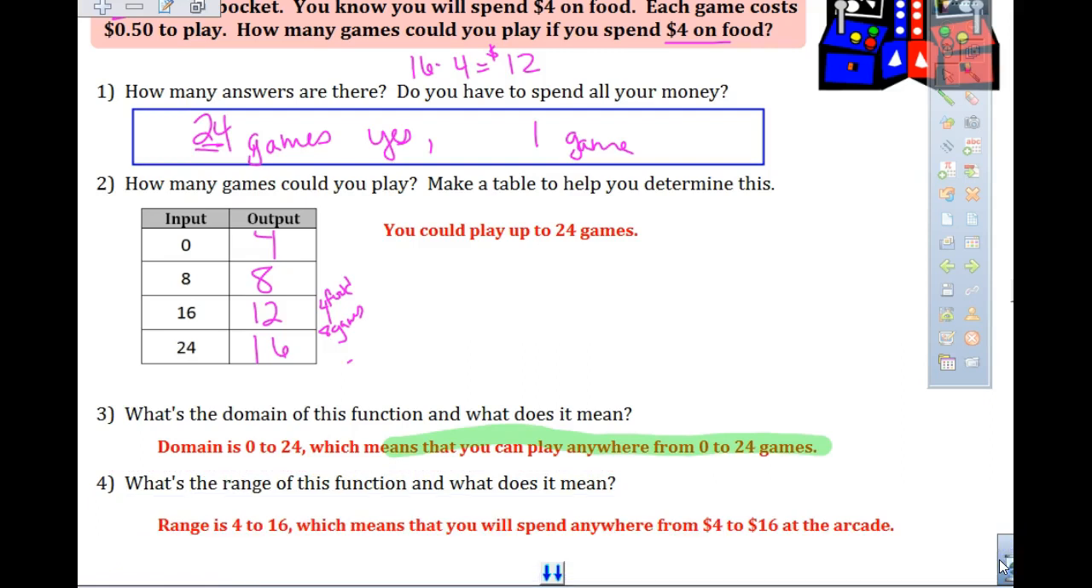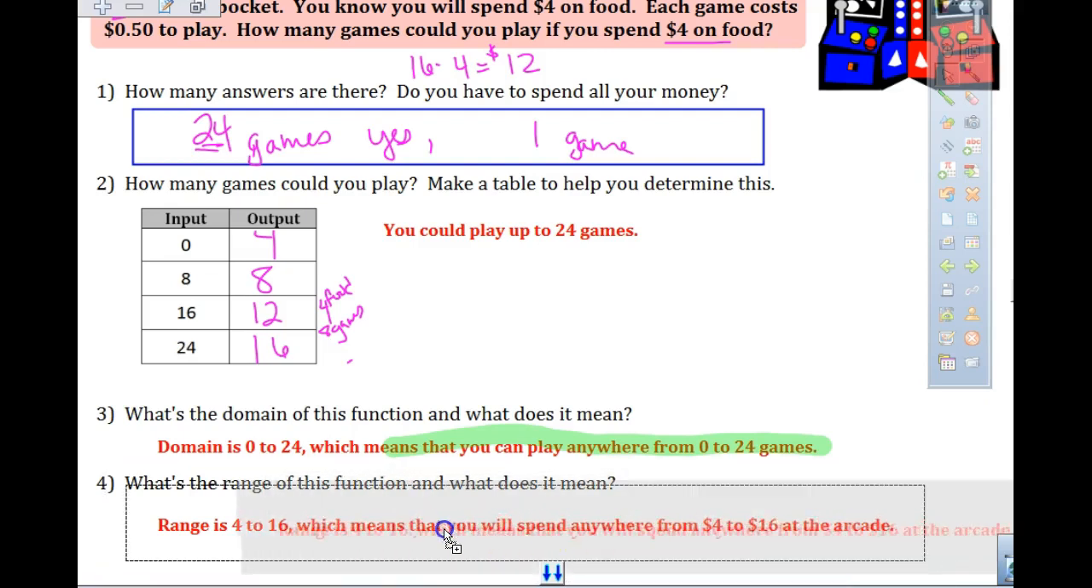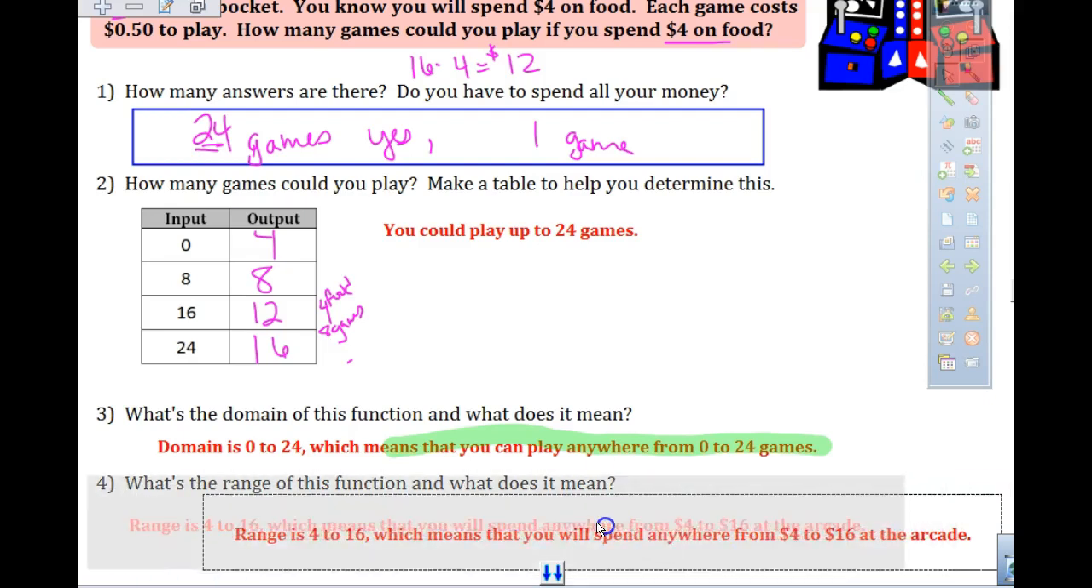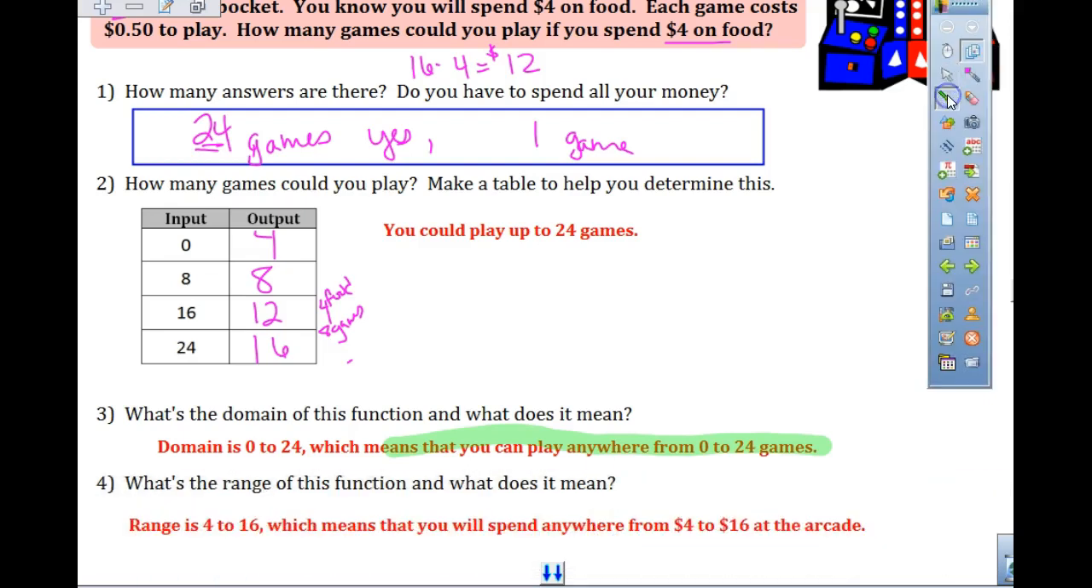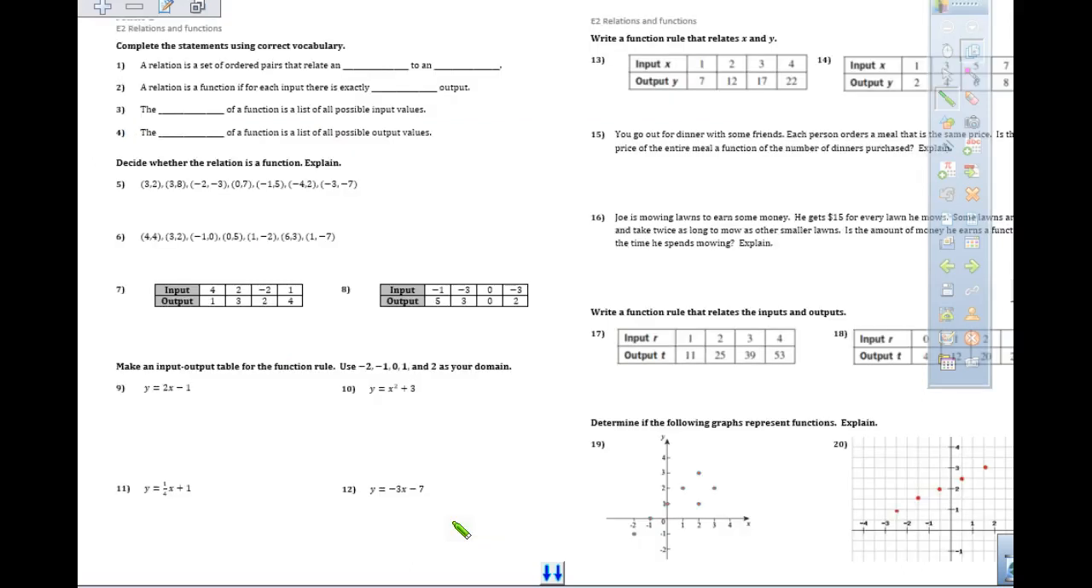The range, the lowest we can have is if we spend $4. The most, if we play all the games, we're going to spend 16. So our range is 4 to 16. What does it mean in this problem? It means that we are spending anywhere from $4 to $16. So again, when I looked at your test, some of you didn't really explain it. You told me like slope, positive or negative, but you didn't tell me in terms of the problem.